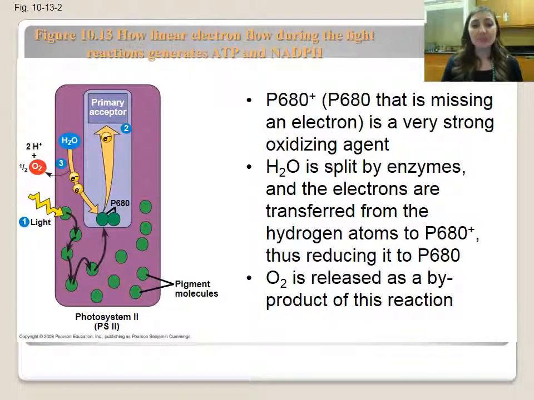So water is split into hydrogen and oxygen ions, and in that split, it replaces electrons to the P680. Because it accepts electrons, the P680 has been reduced. Oxygen is produced as a byproduct of this. So the electron that gets passed to the primary electron acceptor has to be replaced by another electron, and that electron comes from water.